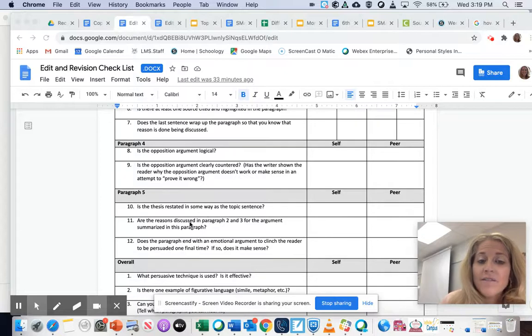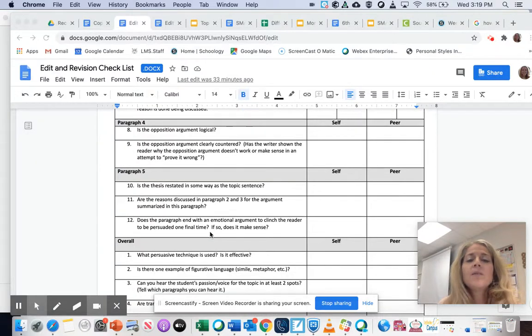Now, paragraph 5, here we are at the conclusion. Are we wrapping it up? Are we discussing the reasons? But we don't want to repeat every single word of the reasons, because then that's just repetitive. Does the paragraph end with a final emotional plea or bandwagon appeal, something to really get the reader's attention?